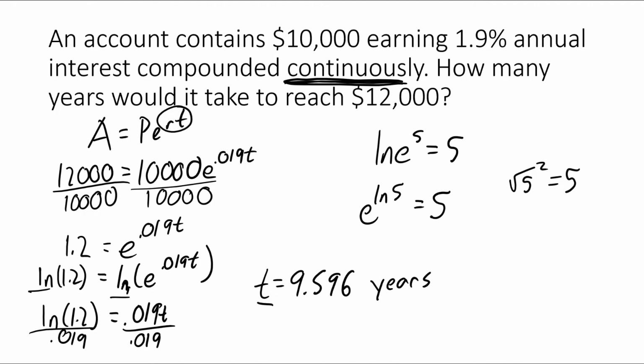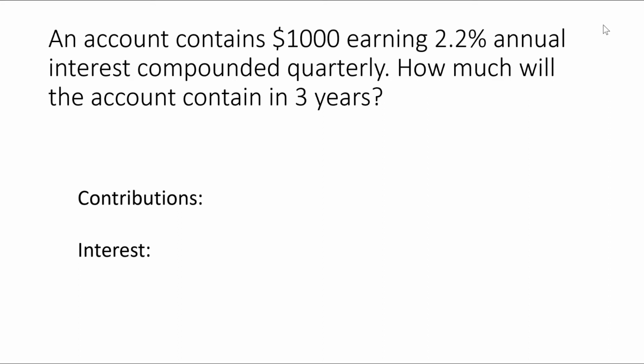All right, let's move on to another example. In this example, an account contains $1,000 earning 2.2% annual interest compounded quarterly. We want to know how much will the account contain in 3 years. And then we're also asked to find the contributions and the interest. All right, so this one says compounded quarterly. So it does not say compounded continuously. So we're not going to use either of our formulas.